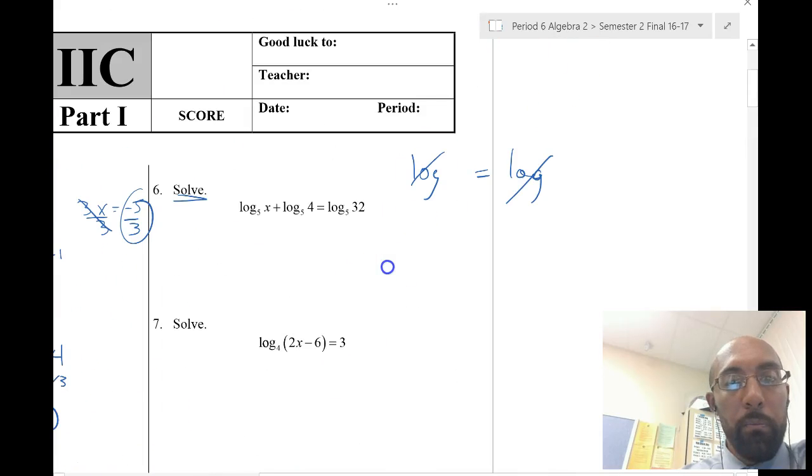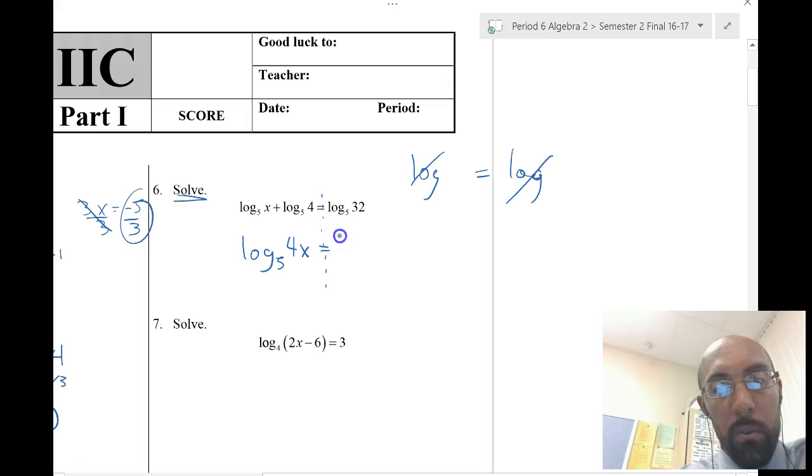All right, so on the left, this is the same log base 5, and we're going to multiply x times 4, which is 4x, equals log base 5 of 32. And the nice thing is that once I have one log here, they will cancel. And then it makes a nice, easy equation to work with. So cancel out the logs, divide by 4 on both sides, and x equals 8.